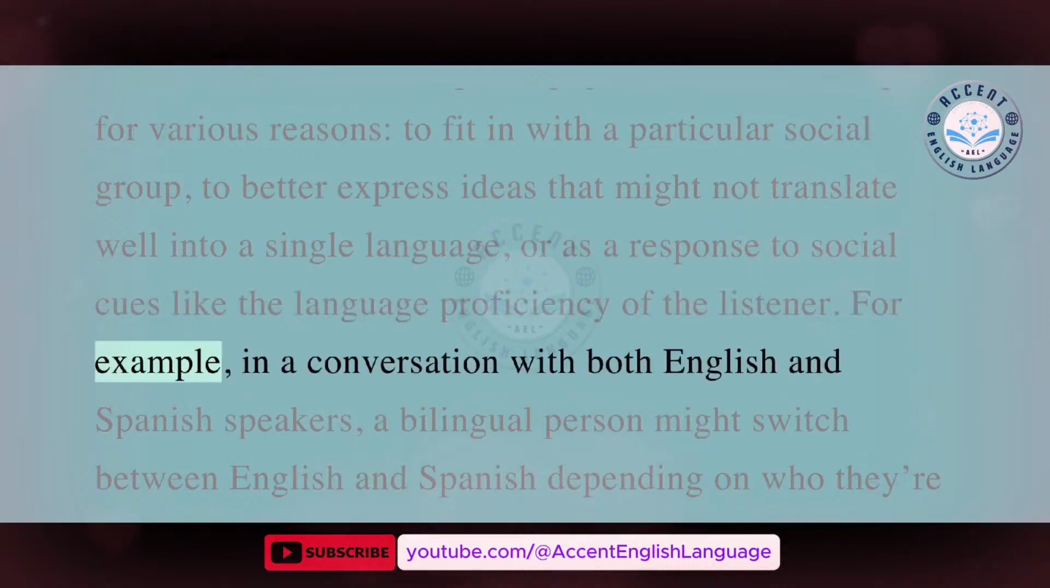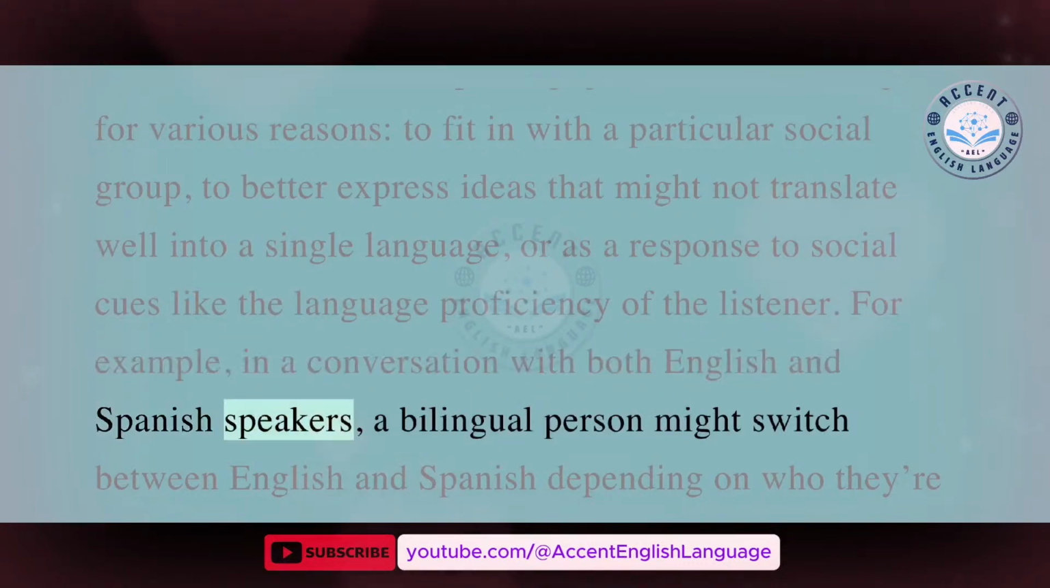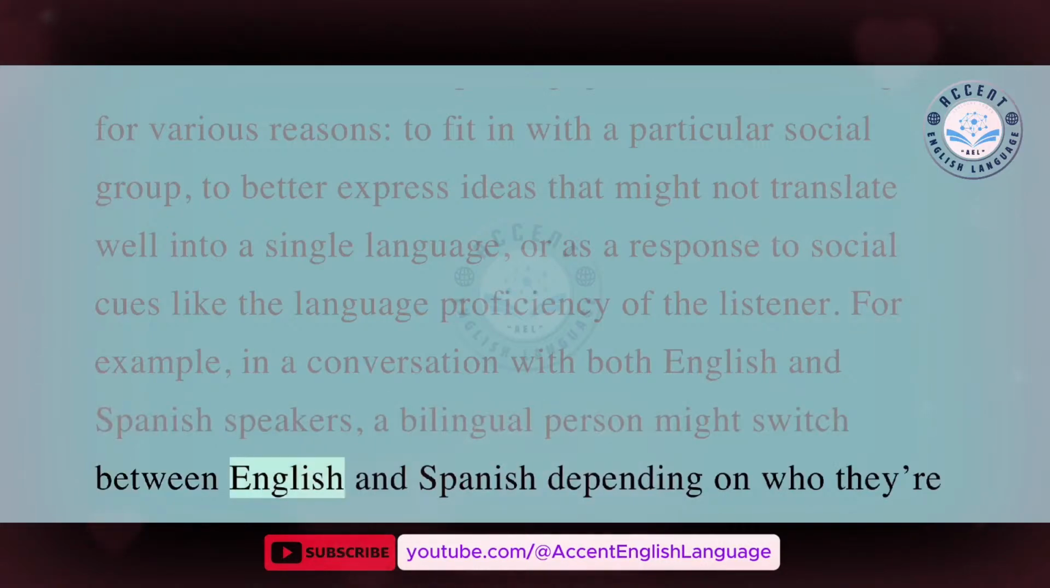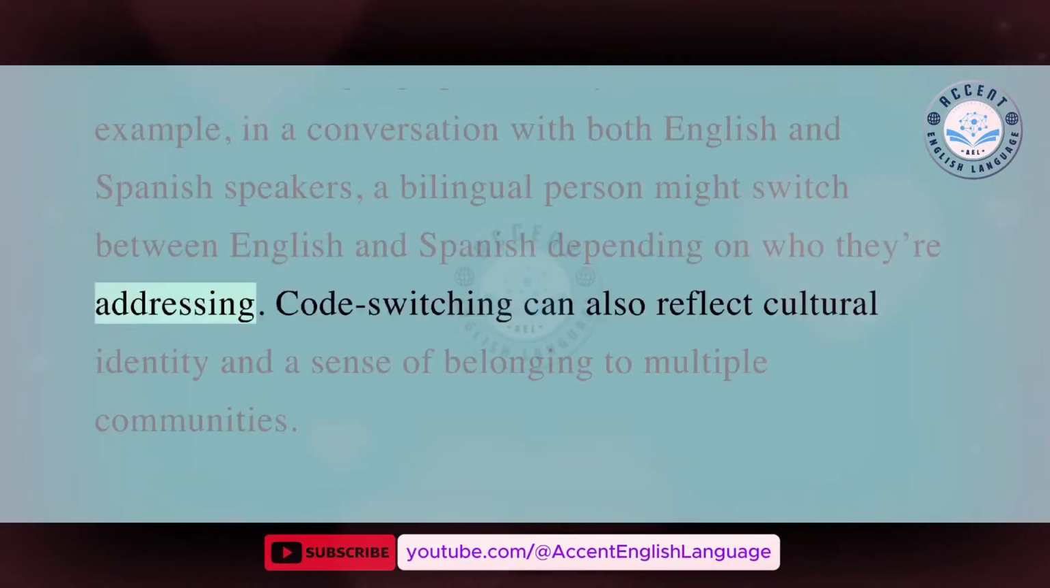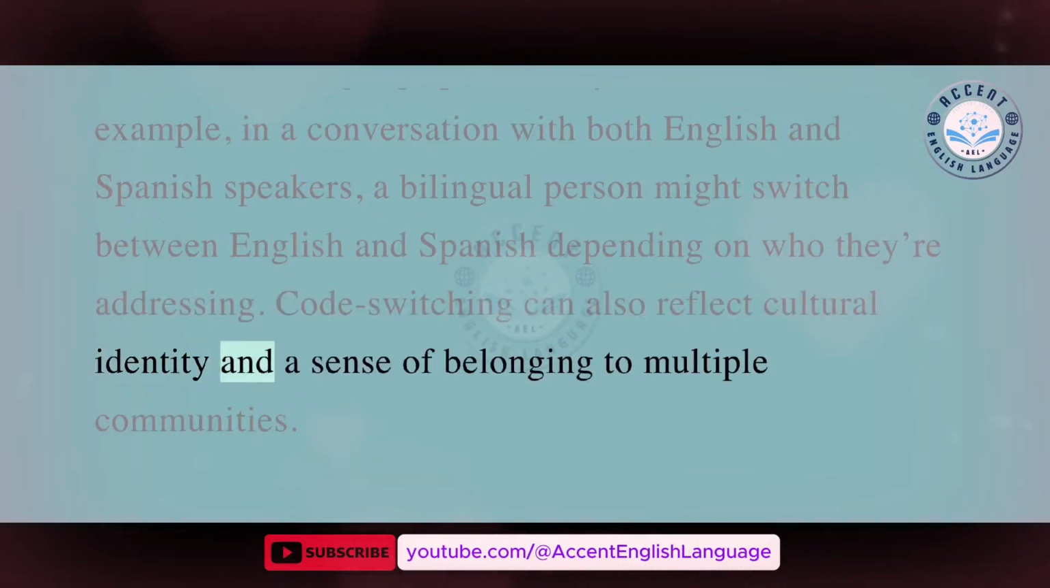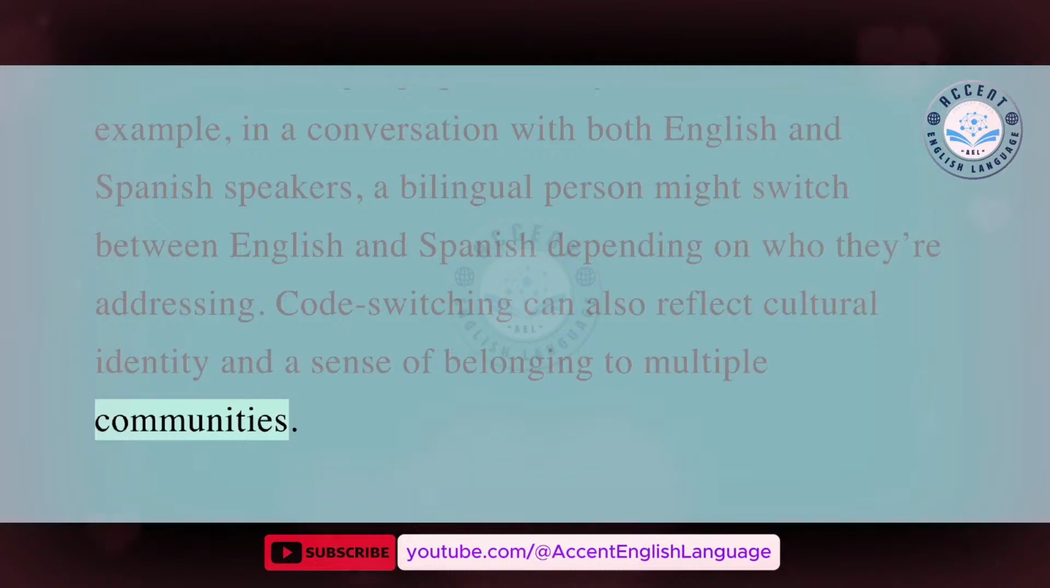For example, in a conversation with both English and Spanish speakers, a bilingual person might switch between English and Spanish depending on who they're addressing. Code switching can also reflect cultural identity and a sense of belonging to multiple communities.